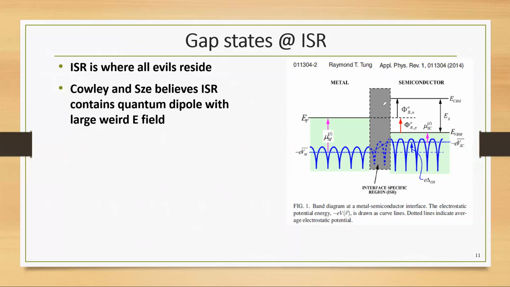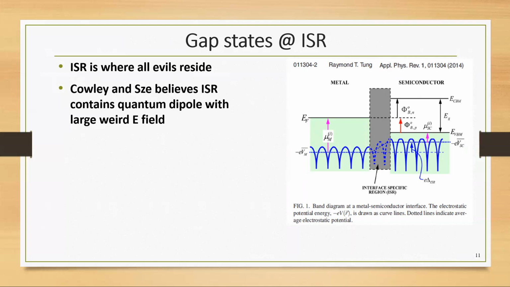They're abrupt, but they're not perfect. They could be mixed. So nobody knows exactly what's at the interface. And by the way, there's a lot of oxygen coming into play as well. Some researchers even believe it creates some kind of quantum dipole with a very large, very weird electric E field. Let's not go into the detail. I just said that the interface is messy.